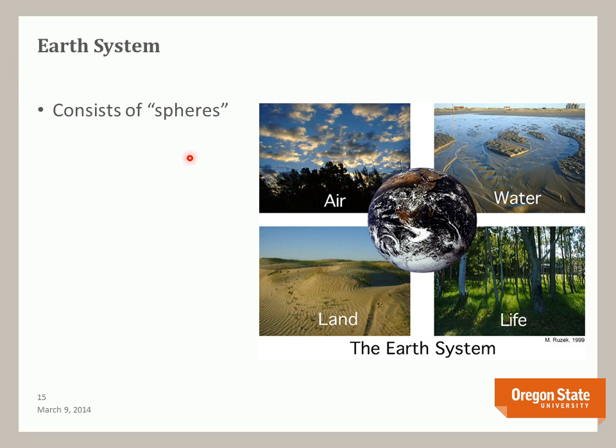So the Earth system consists of a variety of what we call spheres, okay? So different components, okay? And there are many ways to break up the Earth system. We're going to break it up into 4 different places. There's the biosphere, which consists of life. We're a part of the biosphere. There's the geosphere, which consists of land and all the landforms and related processes.